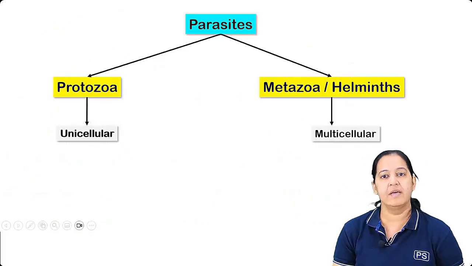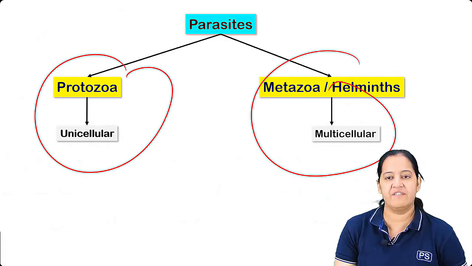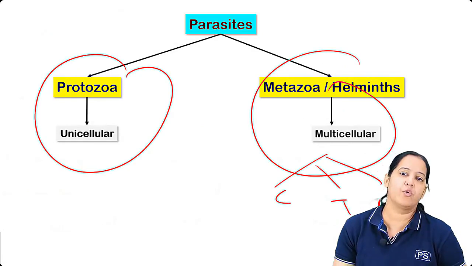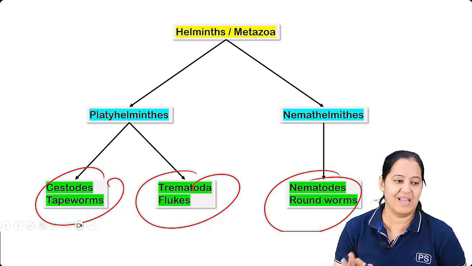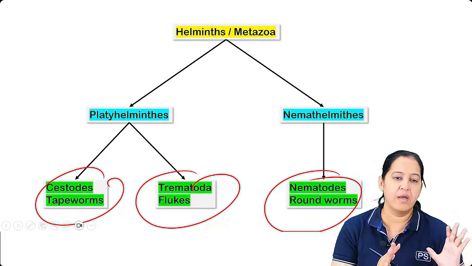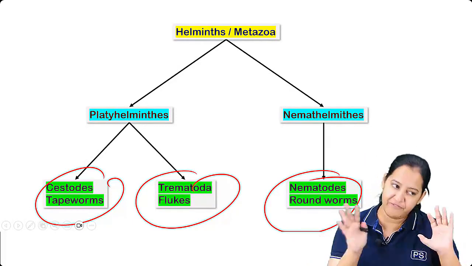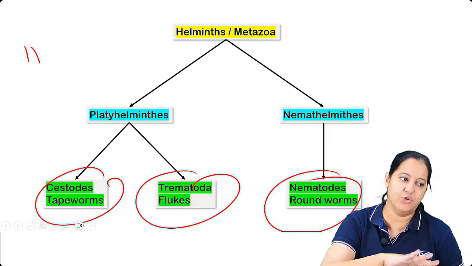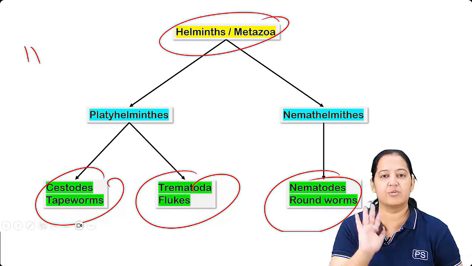Protozoa. So this is all we have seen in the protozoa. In the classification of metazoa, we divide them into three categories: cestodes, trematodes, nematodes. I'm not telling you this classification. Let me first finish protozoa. Then I will tell you the classification of metazoa. Otherwise you will get confused. Let me finish the 11 organisms. Whenever we start metazoa, first I will teach you the classification.